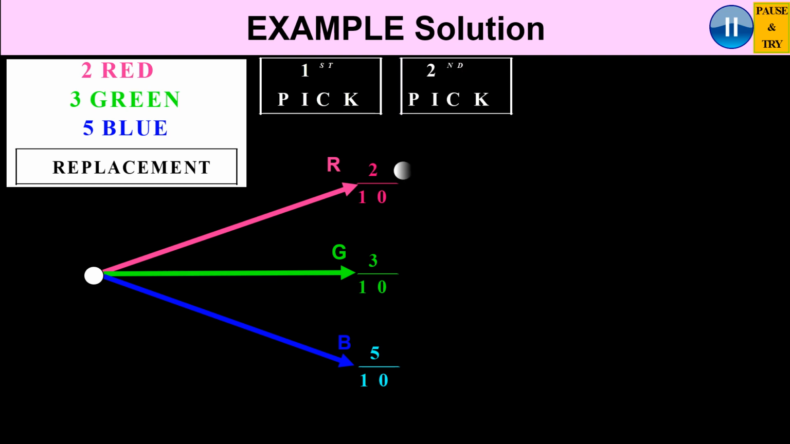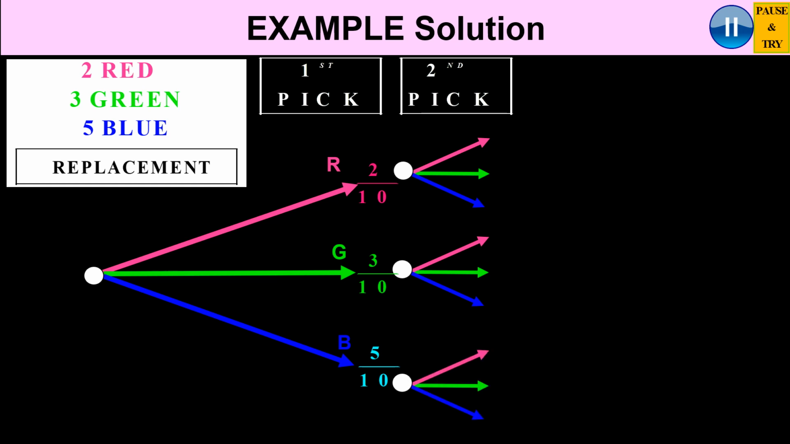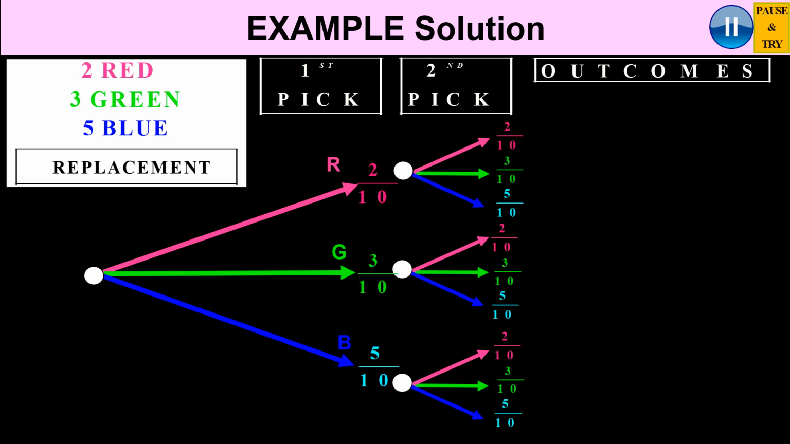So in my second pick, I can again choose either a red, a green or a blue, and exactly the same. After I've chosen maybe a green, I can take a red, a green and a blue. After I've taken possibly a blue, I can take a red, a green and a blue. Because I've replaced, my sample space size has not changed, so I still have exactly the same probability values: 2 over 10, 3 over 10 and 5 over 10, and that's exactly the same there. Okay, now let's list the outcomes and let's list the probability.